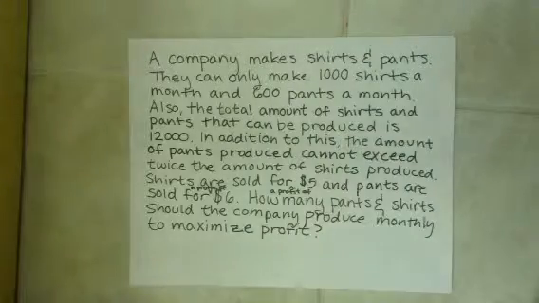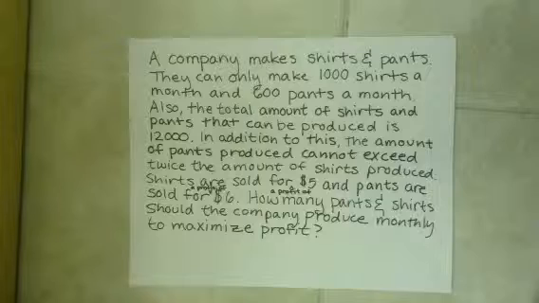Take, for example, a company that makes shirts and pants. They can only make 1,000 shirts a month and 600 pants a month. Also, the total amount of shirts and pants that can be produced is 1,200. In addition to this, the amount of pants produced cannot exceed twice the amount of shirts produced. Shirts are sold for $5 and pants are sold for a profit of $6. How many pants and shirts should the company produce monthly to maximize profit?